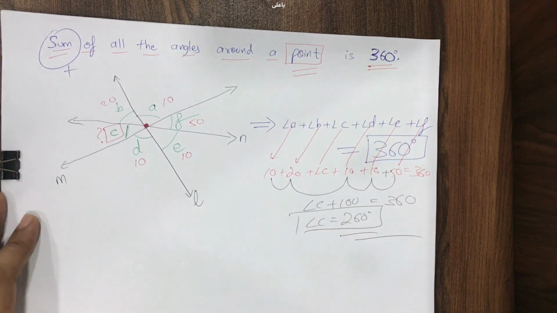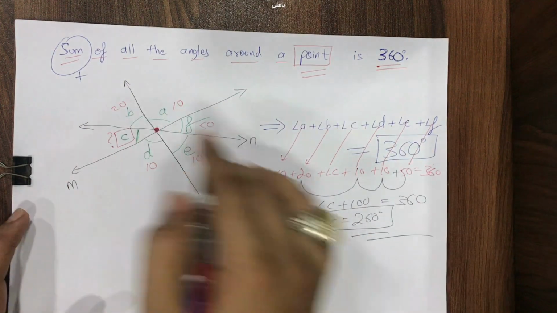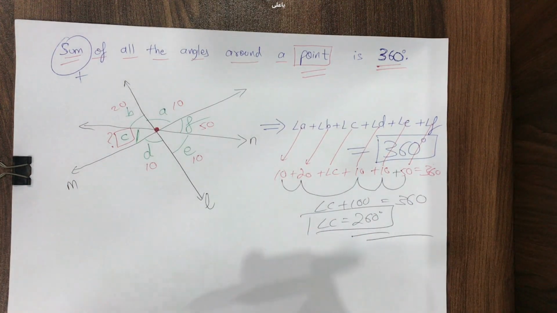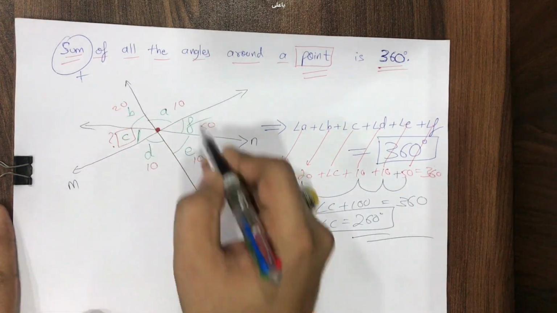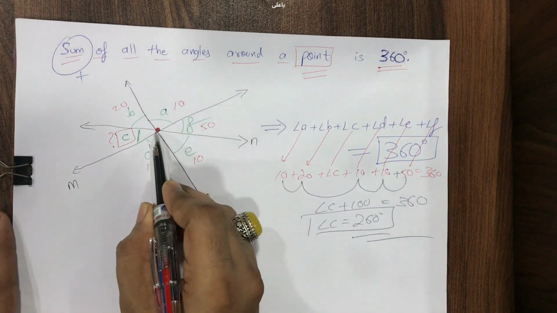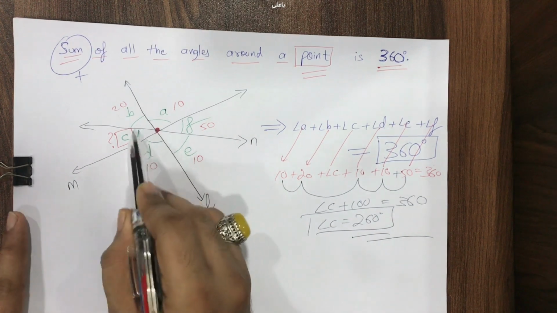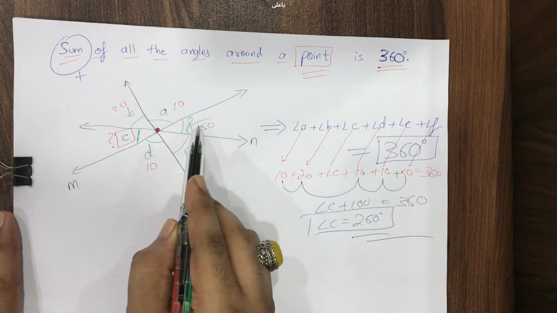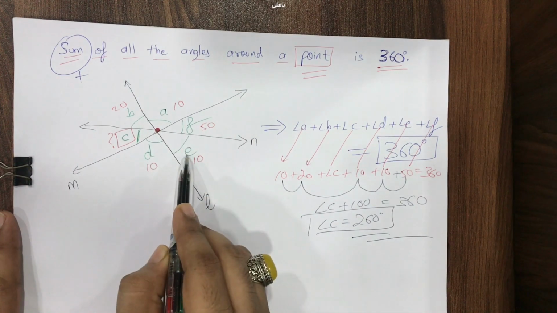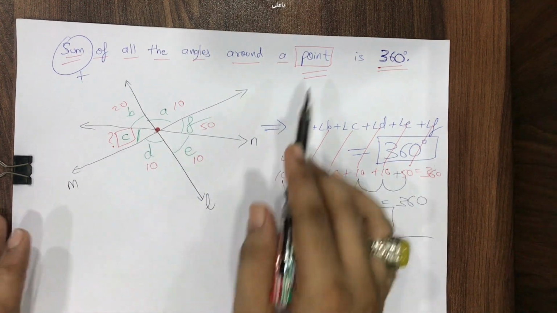It's so simple. So the sum of all the angles around a point, let it be 10 angles, 7 angles, 100 angles, but if they are surrounding a common point, if they are sharing a common vertex, see, this angle has the vertex, this angle has the vertex, this red point, and this angle E has the vertex red point, so we can use this theorem.